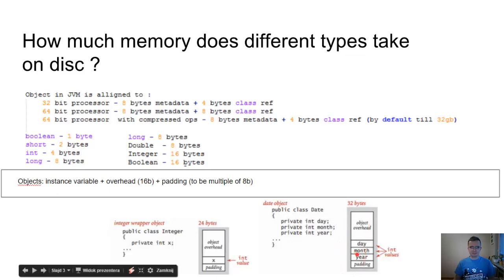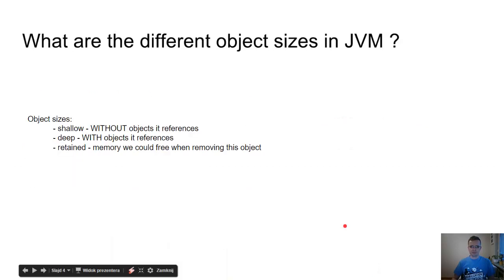But the memory usage is typically padded to be a multiple of 8 bytes on 64-bit machines. So if we have 28 bytes, it will be stored as you see, in 32 bytes. So we will have padding here for the difference between 28 and 32.